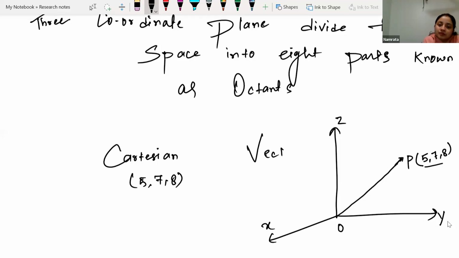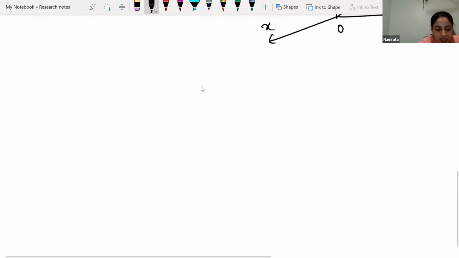And in vector form, we can write the position vector of point P. So we can write it like 5i plus 7j plus 8k. So this is how we can represent it in Cartesian form, and this way we can also represent it in vector form. I hope you have already clear the vector chapter. Then and only then you will be able to understand this chapter well. Okay. So let's move to the next concept.